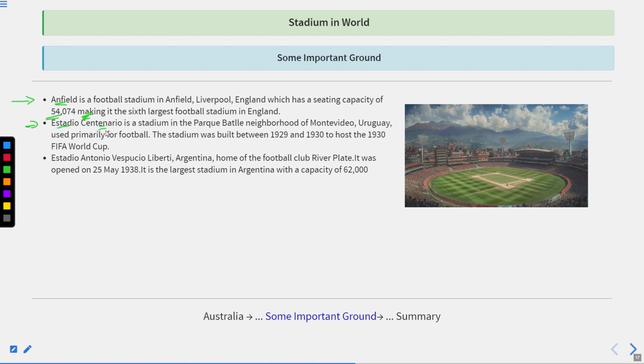Estadio Centenario, football stadium in the Parque Batlle neighborhood of Montevideo, Uruguay, used primarily for football as we know. The stadium was built between 1929 and 1930 to host the 1930 FIFA World Cup. Then, Estadio Antonio Vespucio Liberti, Argentina, home of the football club River Plate, was opened on 25th May 1938, the largest stadium in Argentina, having a capacity of 62,000 people.